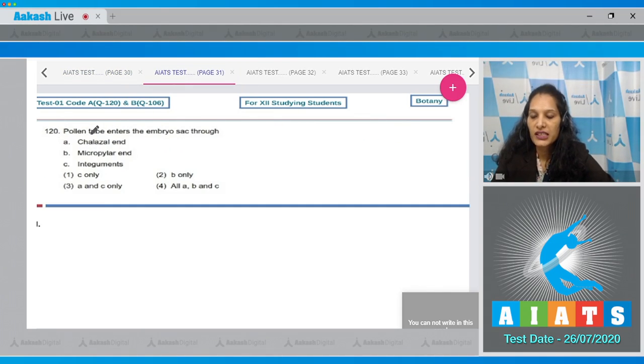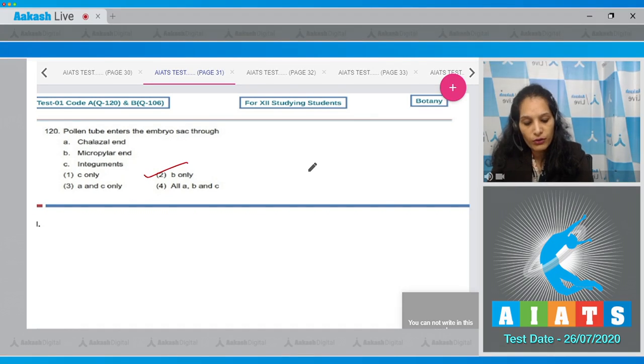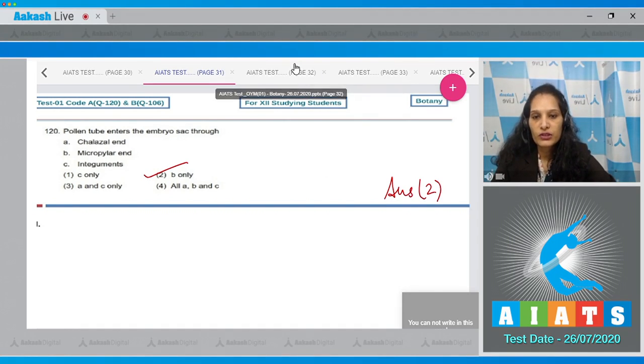Question number 120. Pollen tube enters the embryo sac through. The pollen tube enters the embryo sac through micropylar end only. The pollen tube can enter the ovule by chalazal, micropylar or through integuments, but the pollen tube enters the embryo sac only through the micropylar end. So the correct option for the given question is option number 2. Let's move to the next question.